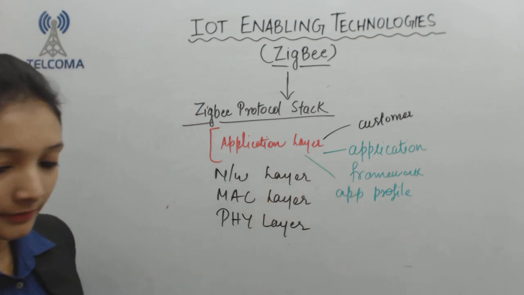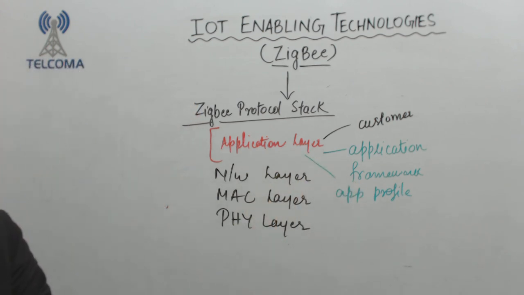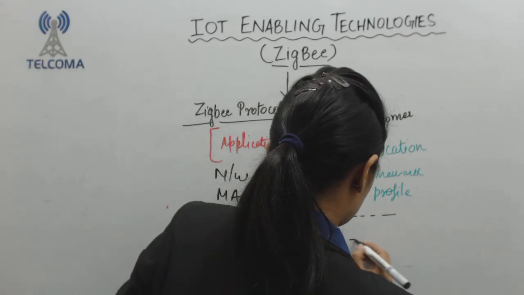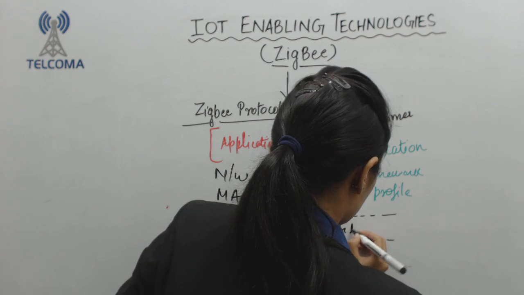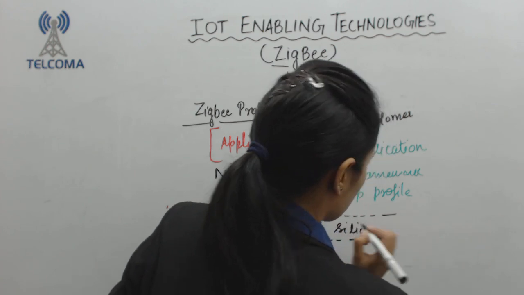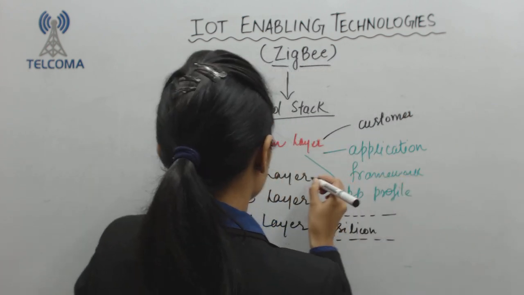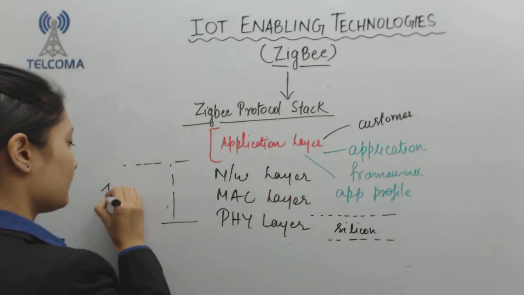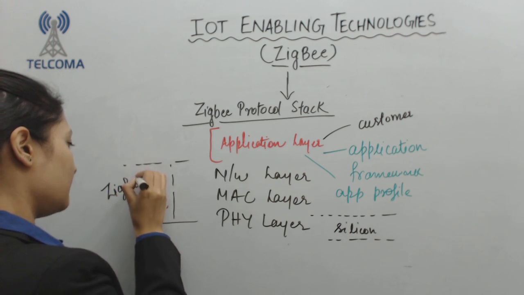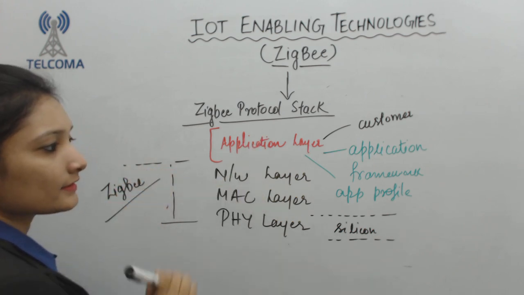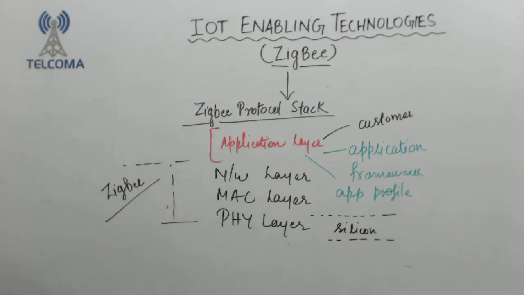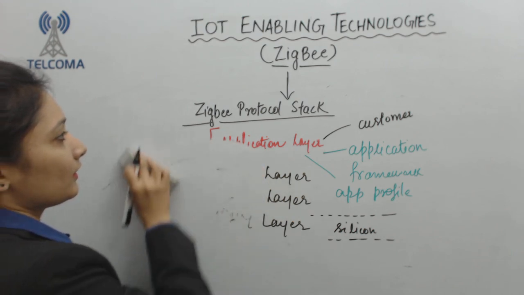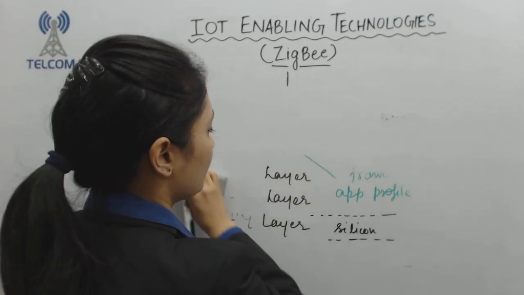Now here, if you have your physical layer, this is your silicon, and this is where your Zigbee works, and this is your application layer. So we will study the physical layer and the MAC layer for your Zigbee technique.